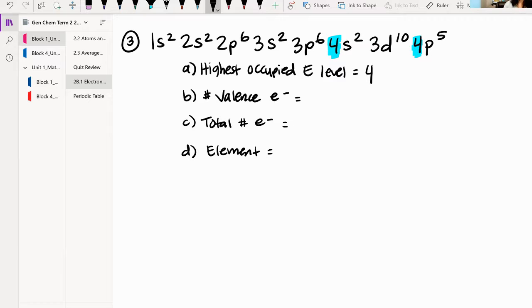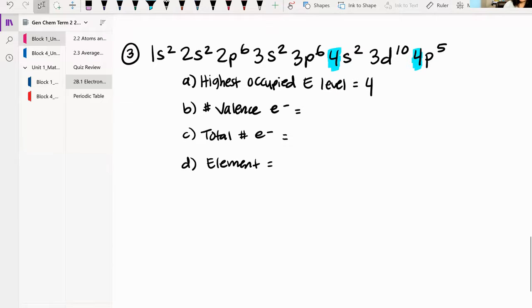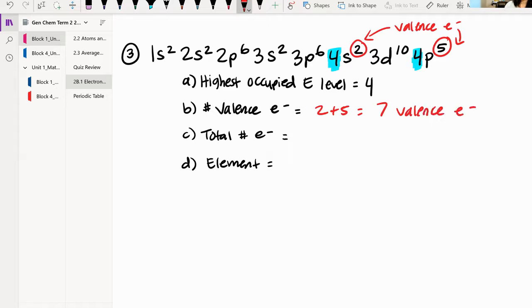Letter B, the number of valence electrons. Again, that comes from the highest occupied energy level. So I have 2 here and I have 5 there. So I have to add those numbers together. So 2 plus 5, this has 7 valence electrons. The total number of electrons comes from adding all of those exponents together.